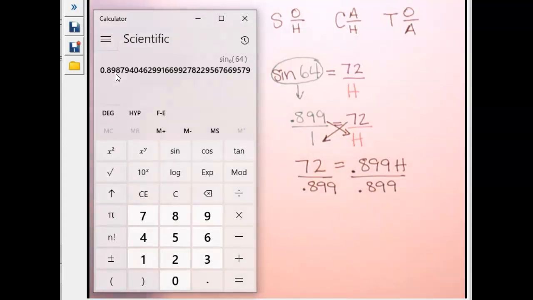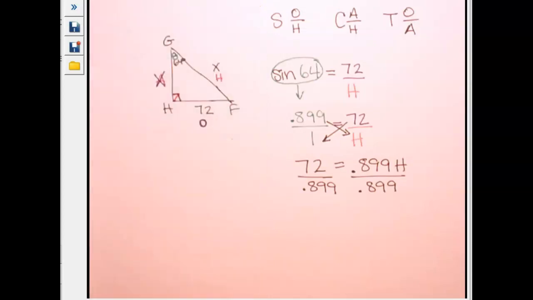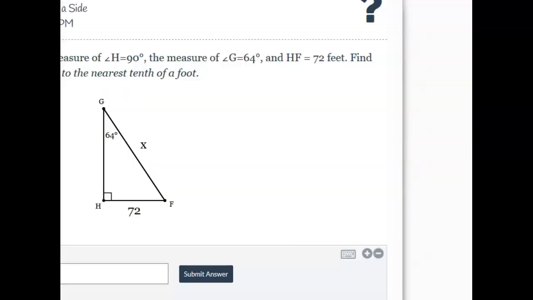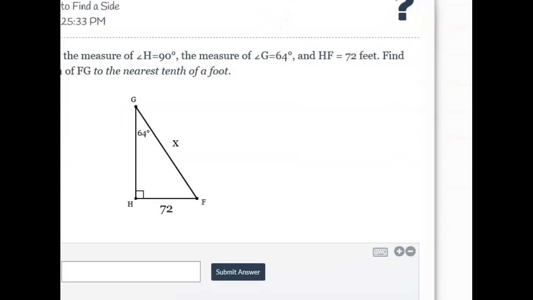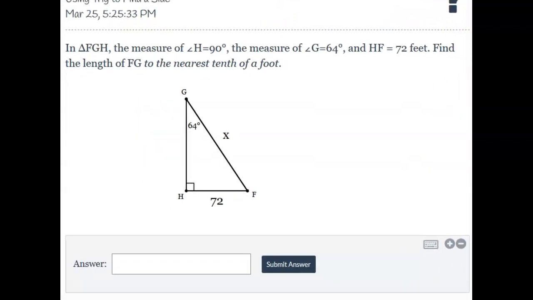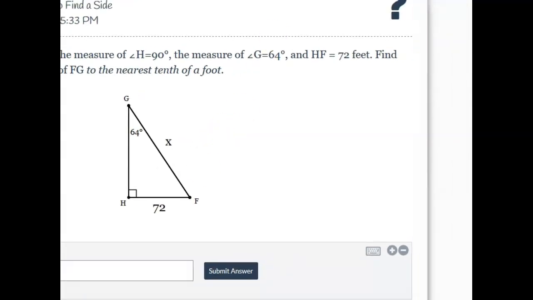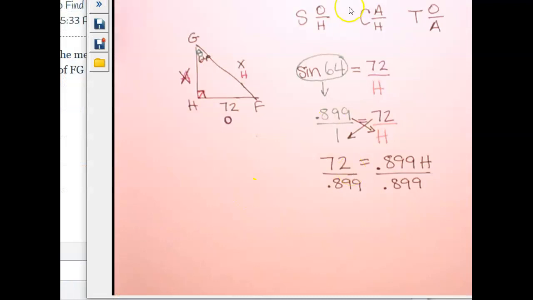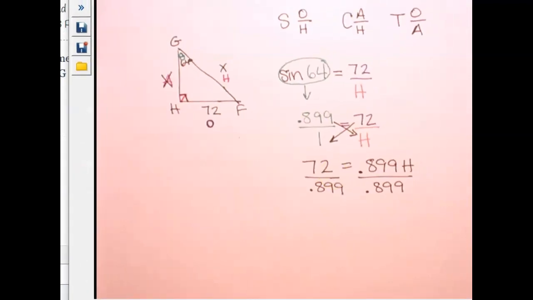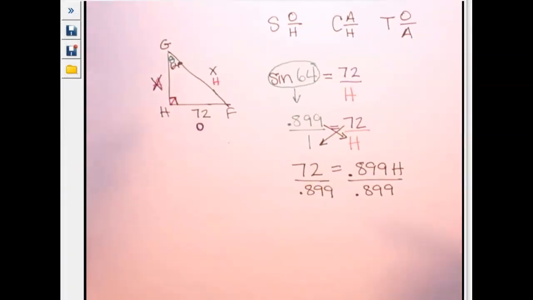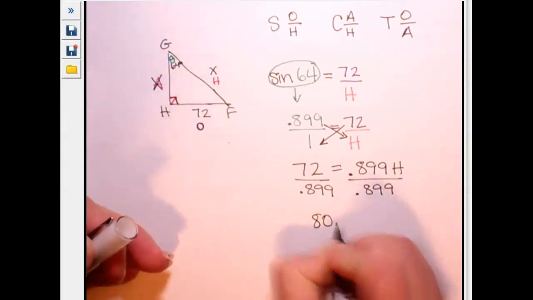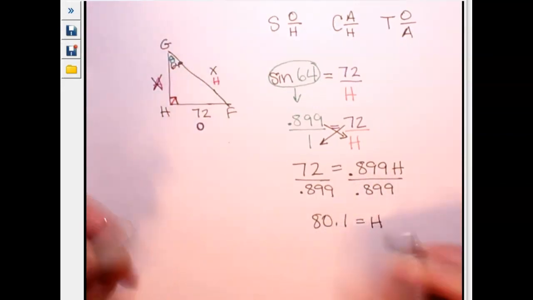So when you do 72 divided by 0.899, you get 80 point, and I believe they were asking for the nearest tenth of a foot. So I'm just going to come back. Yep. If we look at this and recenter, it says to the nearest tenth of a foot. So 80.08 would round to 80.1. So 80.1 is equal to the hypotenuse.